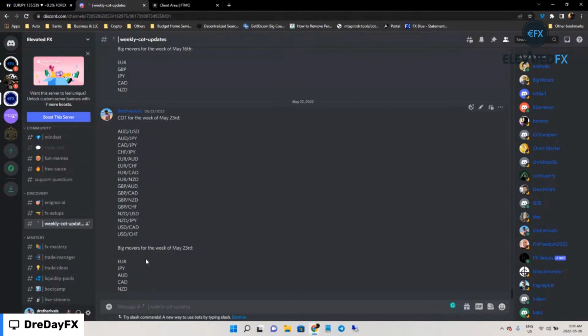Okay. But in this example, I don't have the Euro JPY as an actual bias for buy or sell, right? So what I do here is I look at the big movers for the week. And as we could see, we have the euro, we have the yen, you have the Australian dollar, Canadian dollar, and the New Zealand dollar. Okay.